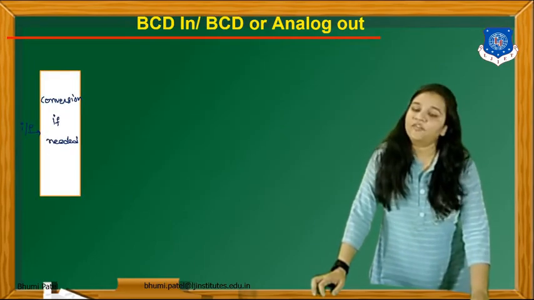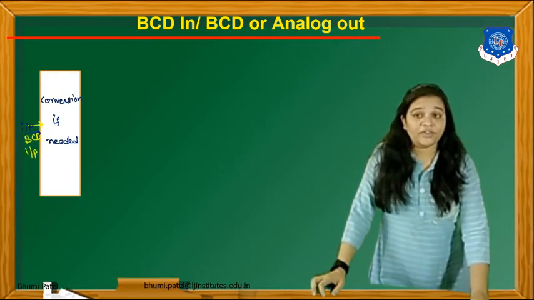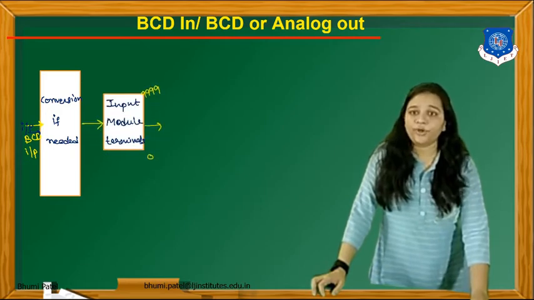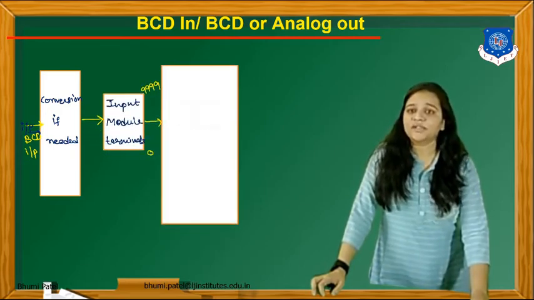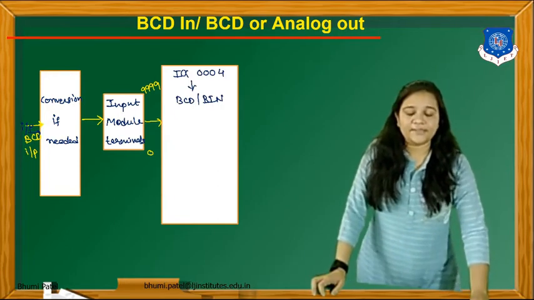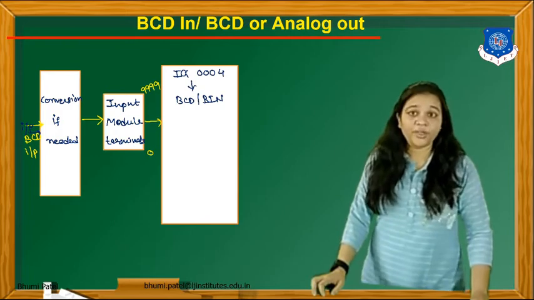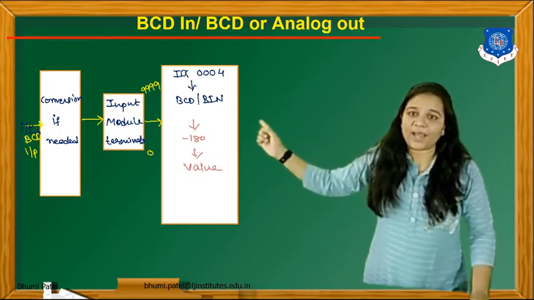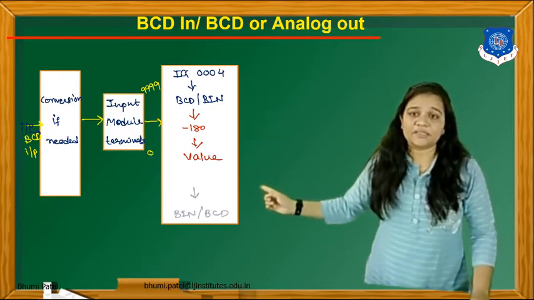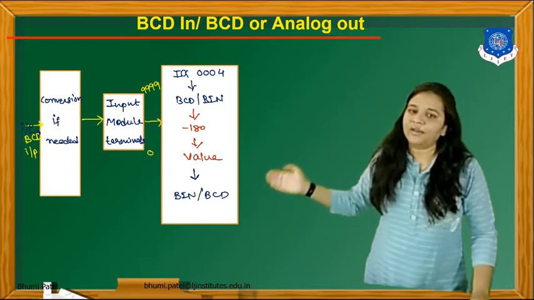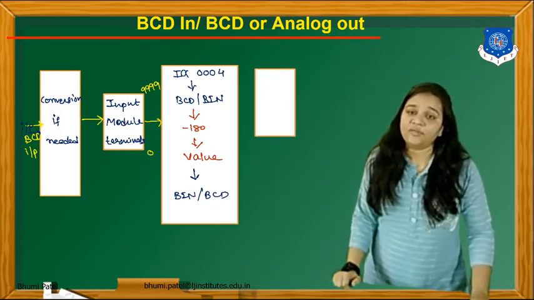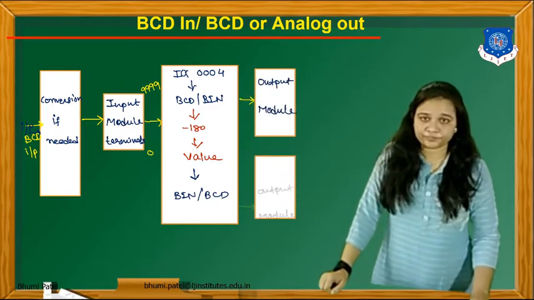Input is applied, and conversion is needed if... which type of input is applied? BCD input. So in the input module, compulsory conversion is needed, BCD to binary. So IG0004 is given. IG means input group. We have to convert BCD to binary. Then we have to subtract the value by 180. Whatever the answer is, we then have to convert this binary to BCD because our output is in the form of BCD. So here we have to take two output modules.